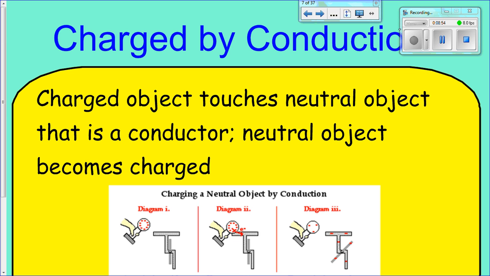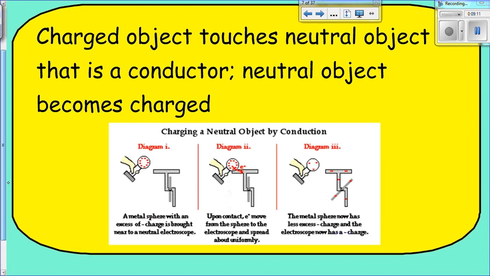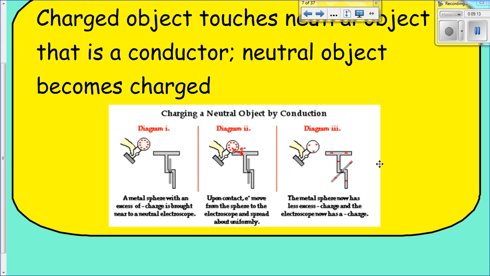Okay, the second one is charged by conduction. Now, charged by conduction is where a charged object touches a neutral object that happens to be a conductor, meaning the charges are allowed to move freely, and therefore that process ends with the neutral object becoming charged. And so here's an image that I like to use. In this first image, you have a metal sphere with an excess of negative charges. Okay, so this charged sphere right here is negative because it has an excess of negative charges, so that's shown.